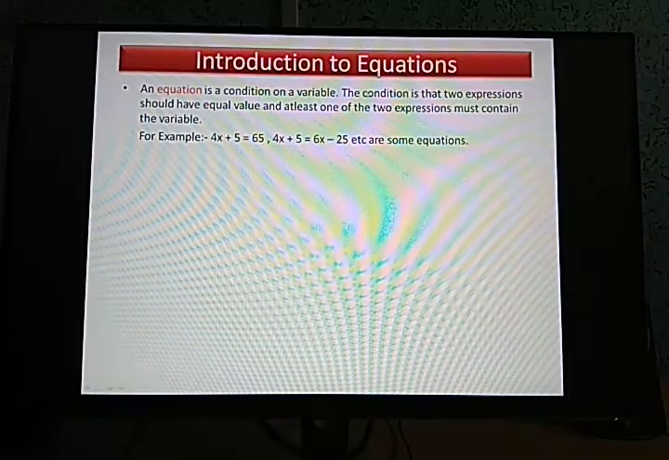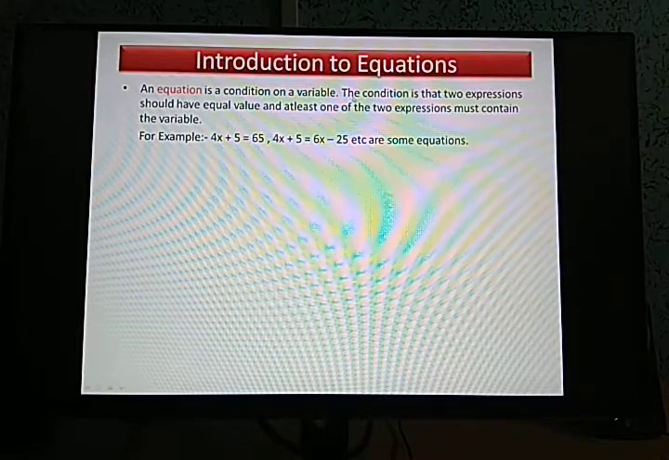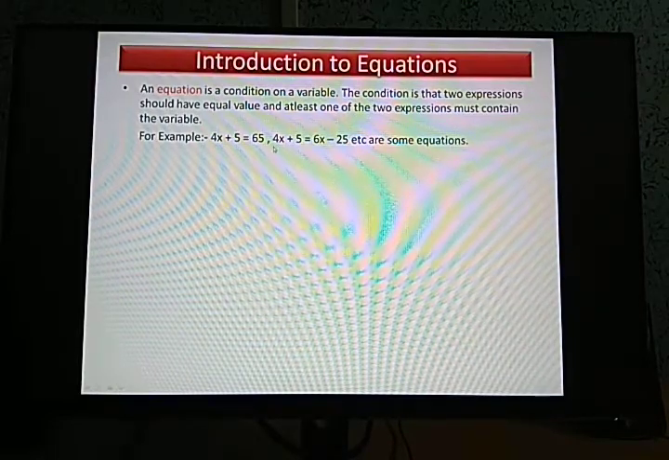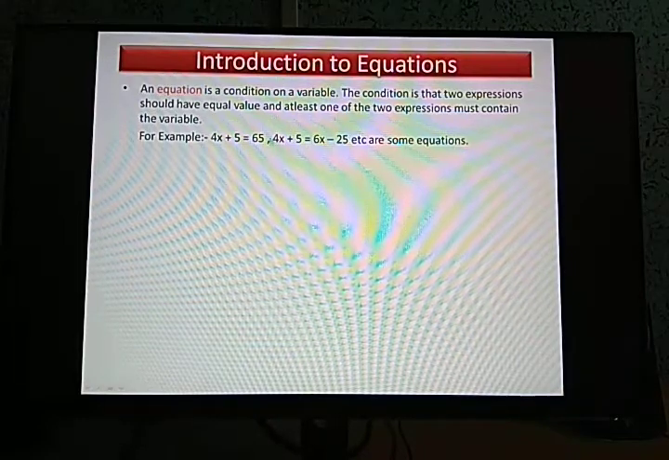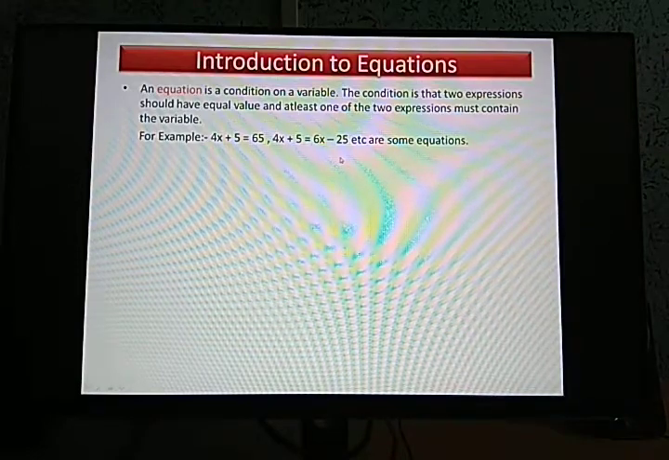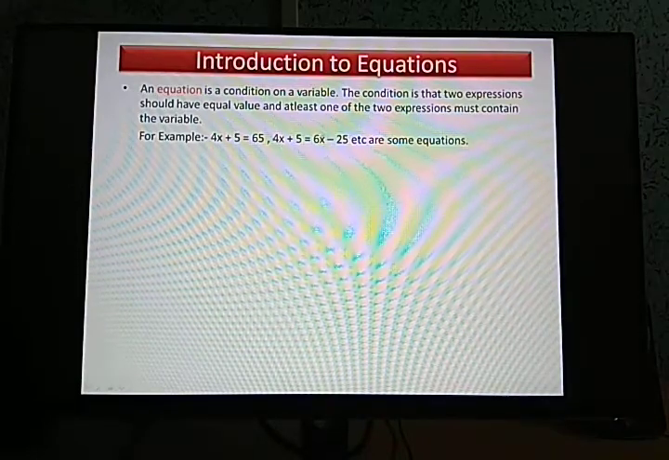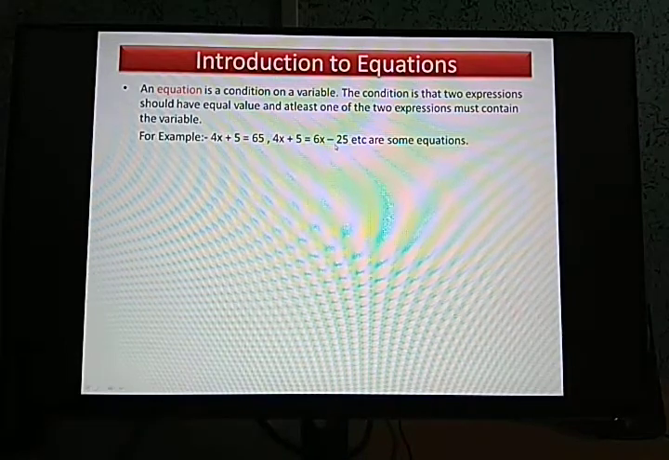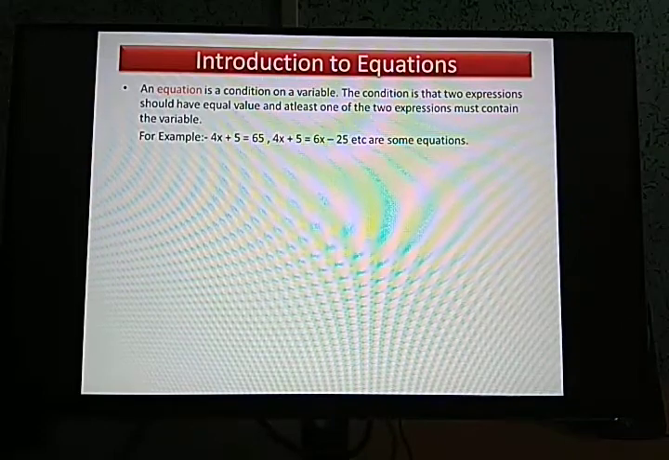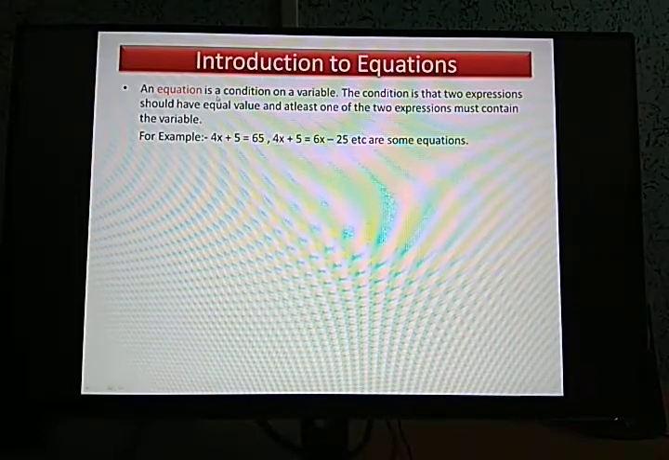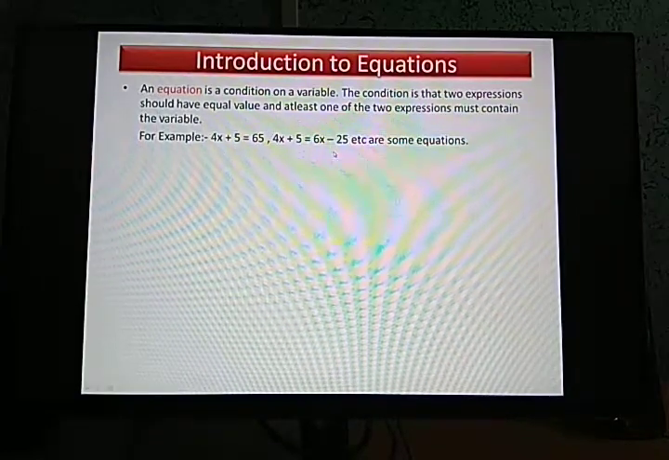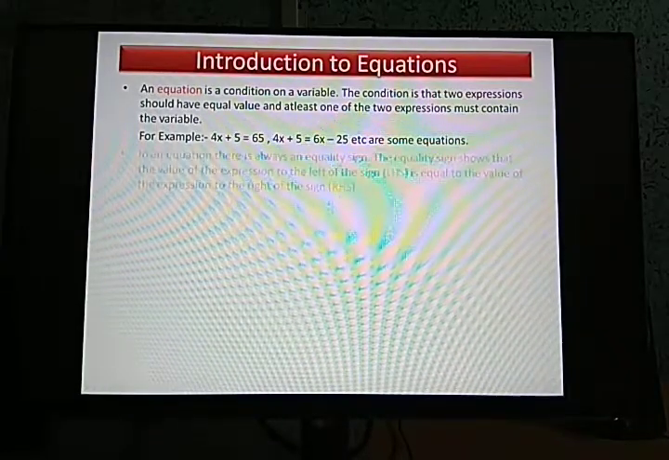So, what is said in this definition is that the condition is that two expressions should have equal value. Here this expression, whatever value it will have, this also will have the same. Means on the left side of the equal to sign and on the right side of the equal to sign, both the expressions must have the same value. This is the condition of equation. And also it is said that the equation is a condition on a variable. So there is obviously a variable x here. Clear?